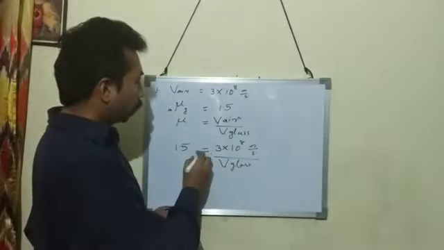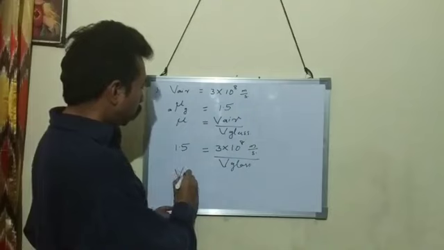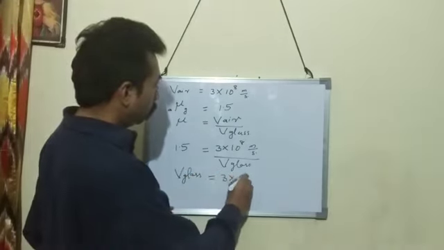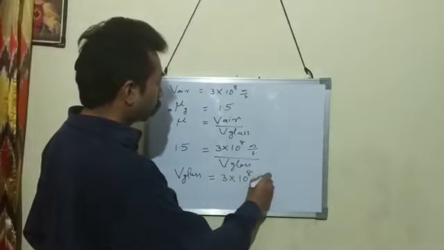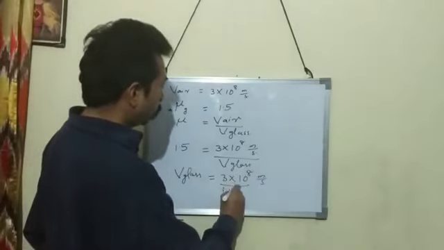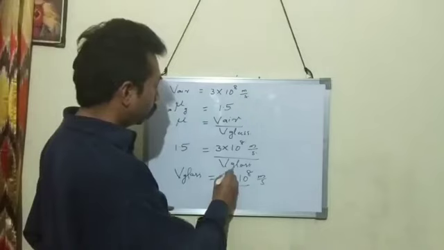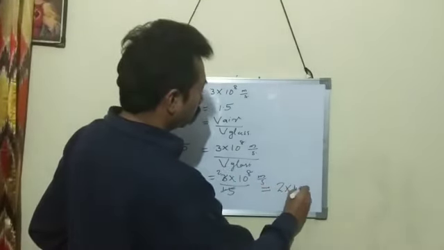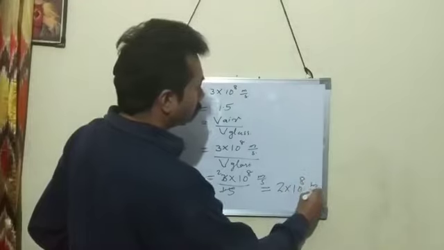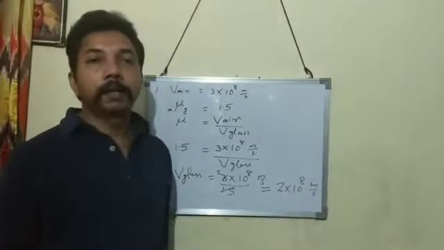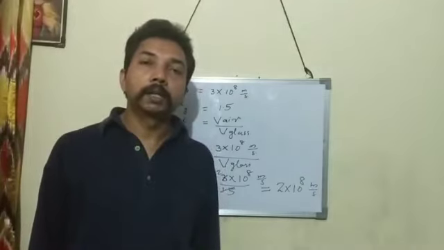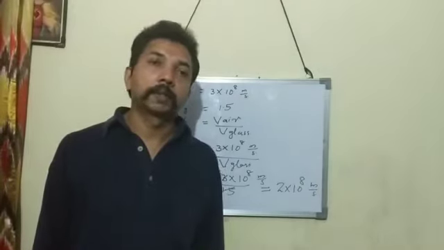Cross multiplying and solving, we get the speed of light in glass is equal to 3 into 10 to the power 8 meter per second upon 1.5. 3 and 1.5 we cut it. The answer will come as 2 into 10 to the power 8 meter per second. So speed of light in glass is 2 into 10 to the power 8 meter per second. This is the answer.